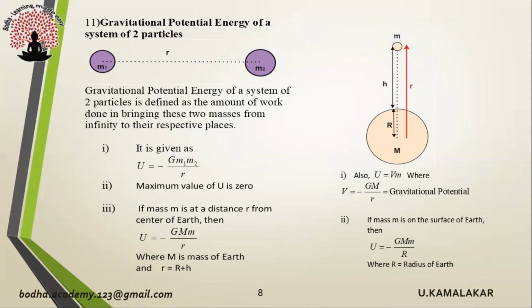Gravitational potential energy of a system of two particles is defined as amount of work done in bringing these two masses from infinity to their respective places. That is, it is given as U = −G m1 m2 / r. Maximum value of U is 0. If mass m is at a distance r from the center of Earth, then U = −G Mm / r.